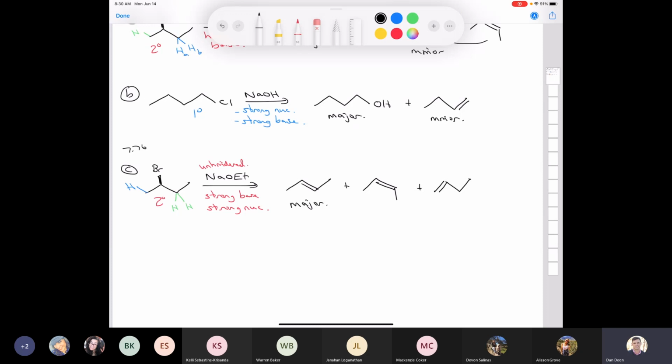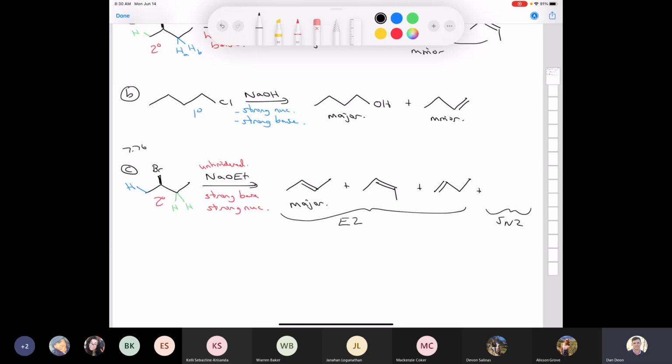Again, if you take a look at figure 7.20 and you look at secondary alkyl halide, strong base, strong nucleophile, you'll see that the major pathway is going to be E2. So this is all E2 products, okay? But there's also going to be some SN2.